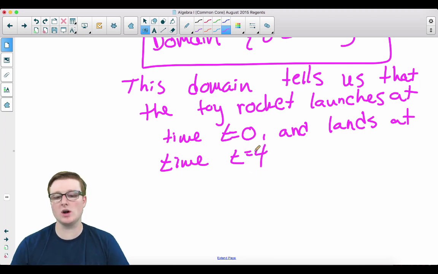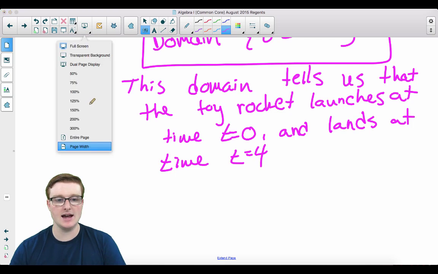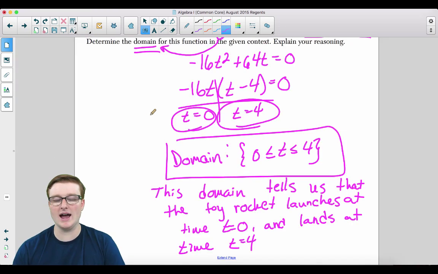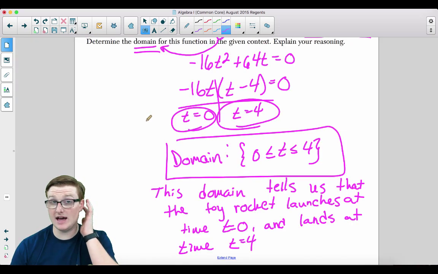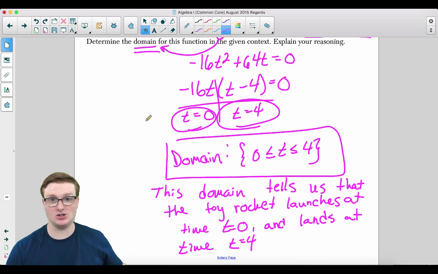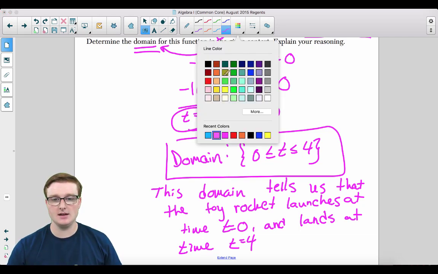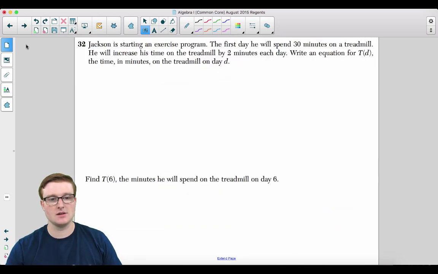Now remember that this is a toy rocket, so it's being launched at 0 seconds and then it's landing on the ground at 4 seconds. So that is going to be your answer. All right, moving along. 32.